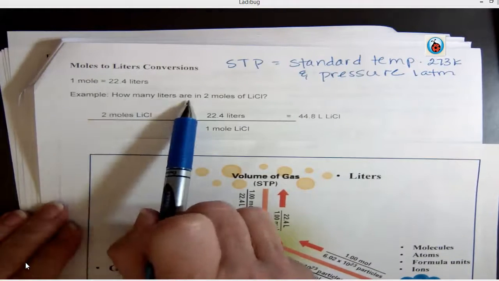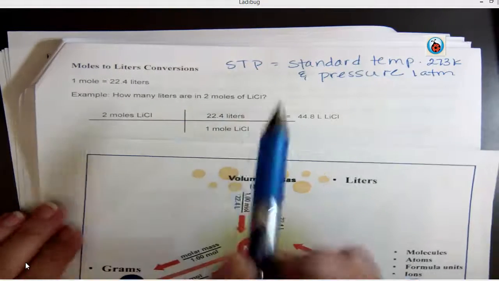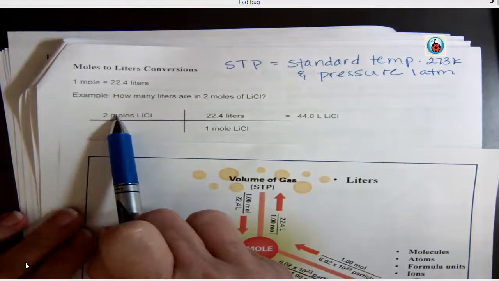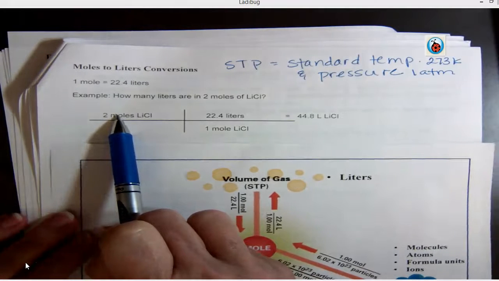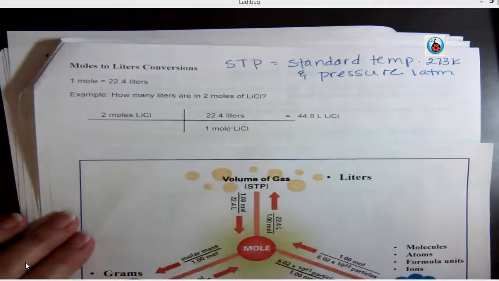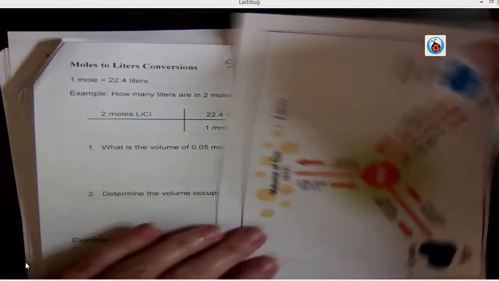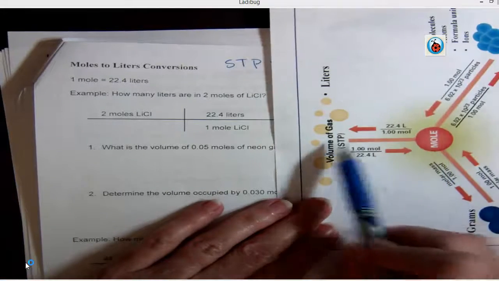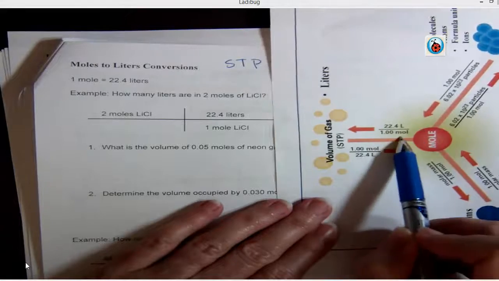All right, let's see. How many liters are in 2 moles of lithium chloride? So what goes in my start box? 2 moles of lithium chloride. How am I going to get that to cancel out? Well, I need moles on the bottom, liters on the top. And that's what I've got. Moles to liters, liters on the top, moles on the bottom.